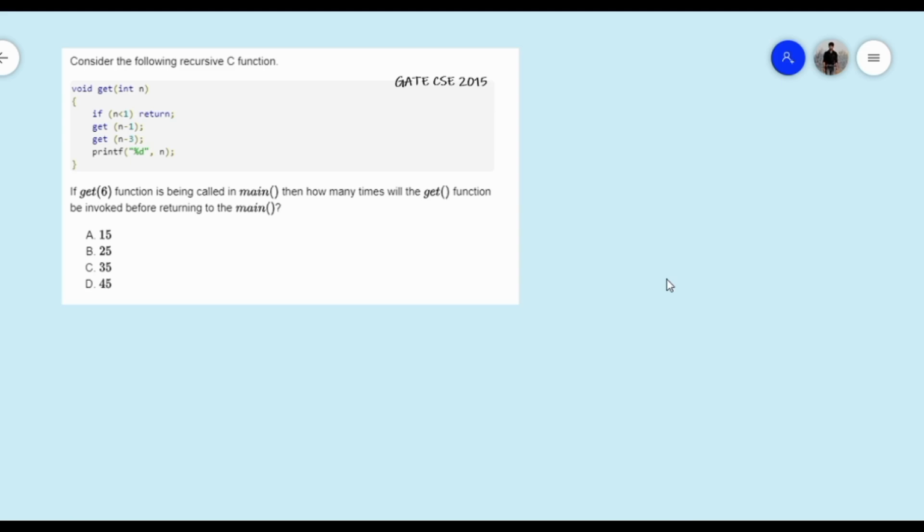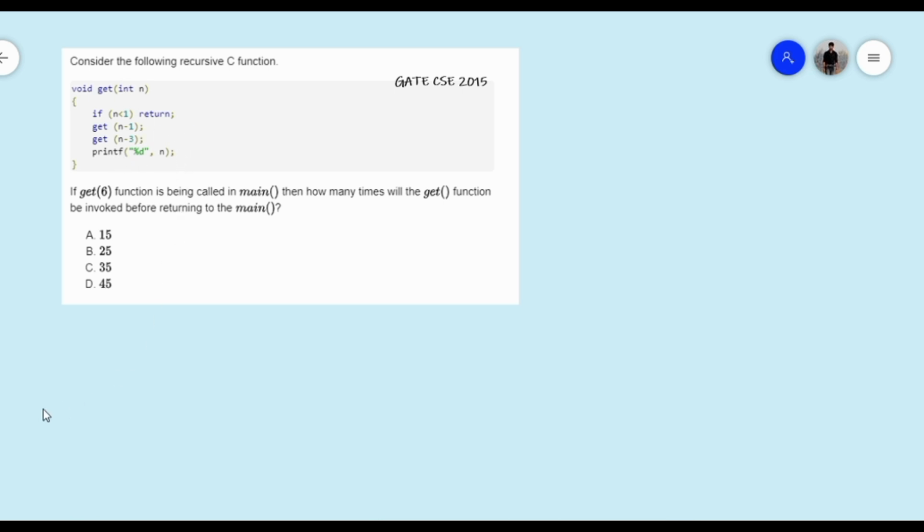The given question is asked in GATE CSE 2015. They have given a program and asked, if the get6 function is called in main, then how many times will the get function be invoked before returning to the main. So if this function is called from main, we have to identify how many times this get function will be invoked.